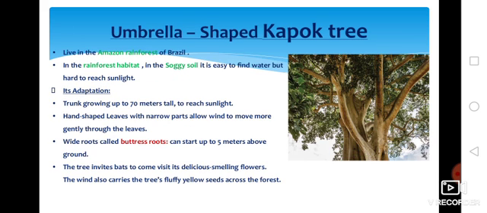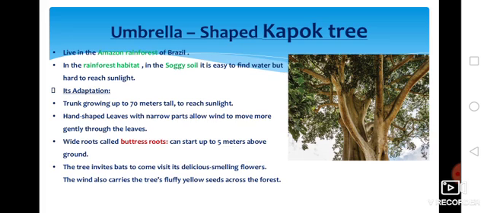Now we're going to talk about the Kapok tree, and the Kapok tree lives in a totally different environment. Its environment is the Amazon rainforest, and the Amazon rainforest has strong wind and rain almost all day and night, all year. So the habitat is rainforest habitat, and the soil in the rainforest habitat is soggy soil, so it's easy to find water there. Soggy soil means muddy soil.